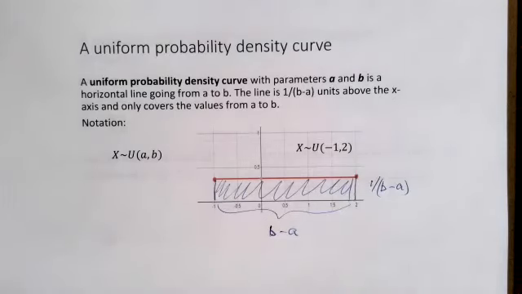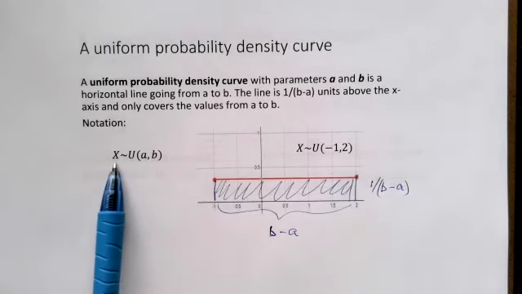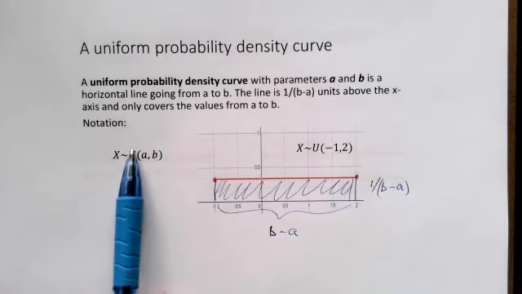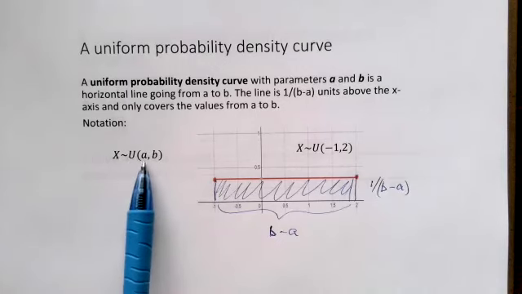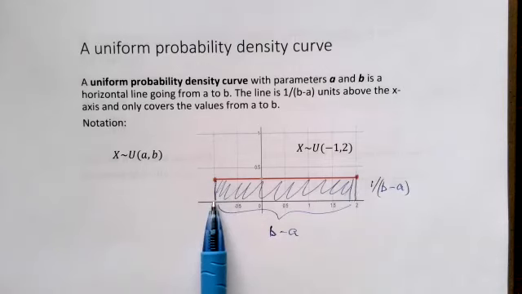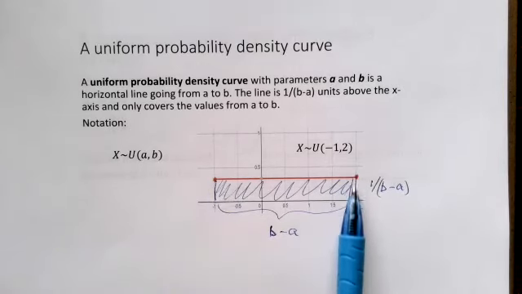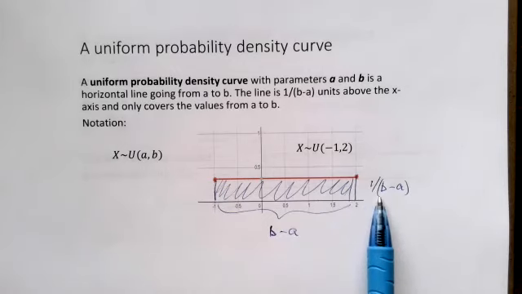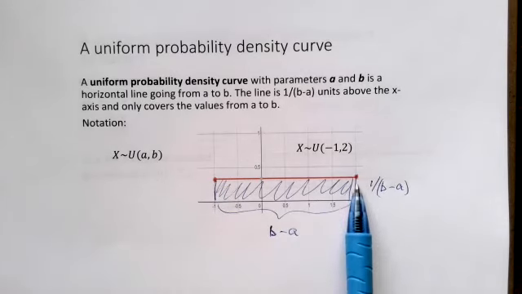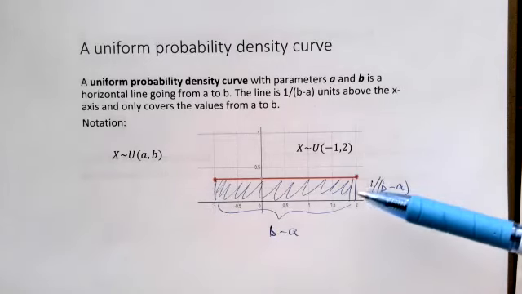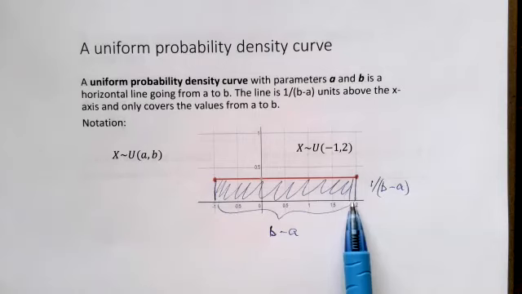Now, the notation is like this. X follows a uniform distribution. U stands for uniform, with parameters A and B. These parameters basically tell you where this line starts and where it stops. And as an extension of that, it also tells you the height automatically. So we understand it intuitively: the wider our rectangle is, the shorter the height should be, right?